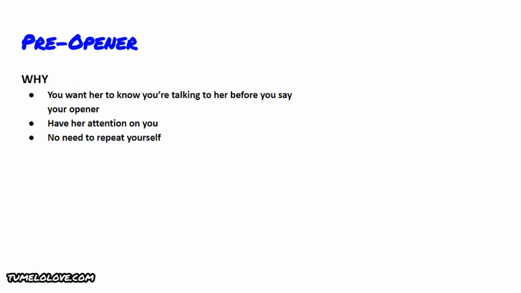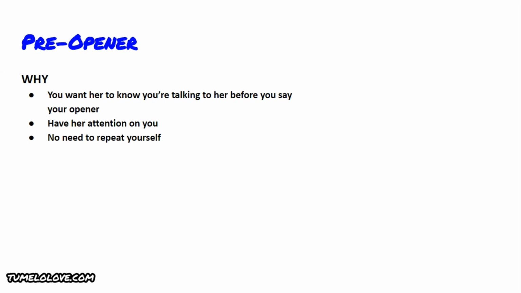Because there's nothing worse than you approaching a girl, you start talking and you're halfway through what you are saying and the girl is like, oh, what? Is this guy actually talking to me? Oh, sorry, can you repeat yourself? Who are you? Etc., etc. So what you want to do is you want her to know that you are talking to her before you actually say what you're going to say.